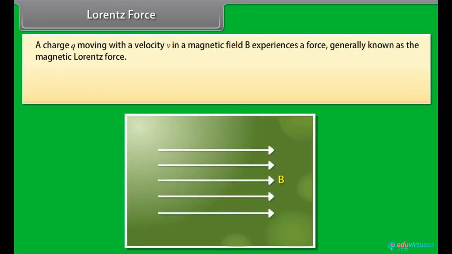Lorentz force. A charge Q moving with a velocity v in a magnetic field B experiences a force generally known as the magnetic Lorentz force. It is given by F equals Q into cross product of v and B. In magnitude, F equals QvB sin theta.